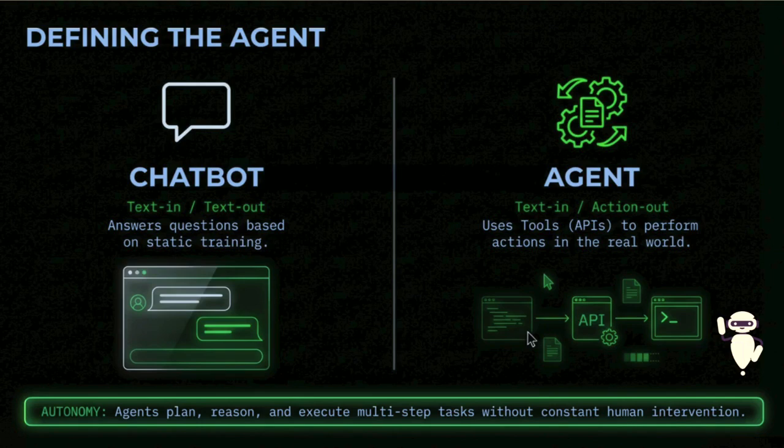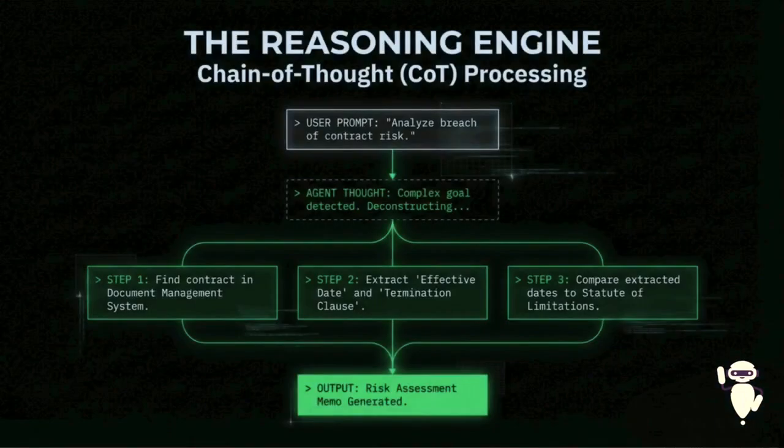For an AI chatbot, it's simply text in, text out, right? So it answers based on the training data. But the agent shifts from text in to action out. The AI agent has the ability to access tools, connect to APIs, and perform actions in the real world as well. The main difference here is the autonomy. The AI agent isn't just providing information, it plans, reasons, and executes tasks without needing us to hold its hand for every step.